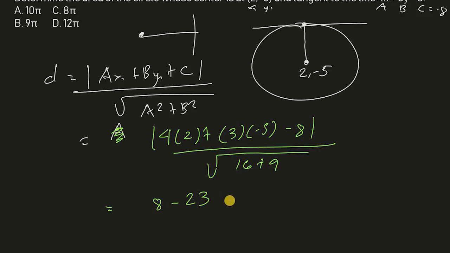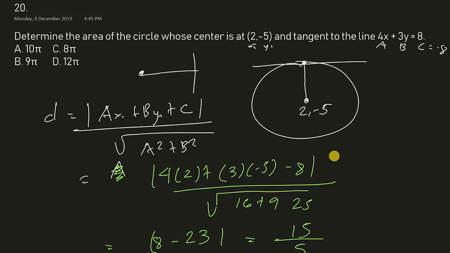8 minus 23, guys, is equal to negative 15, pero absolute value diyan kaya magiging positive 15. Ito dahil sa baba. 16 plus 9 is 25. Square root of 25 is 5. So 15 divided by 5, it means the distance is equal to 3. Now, ano tong 3? This distance here from this point to this point, that's 3.